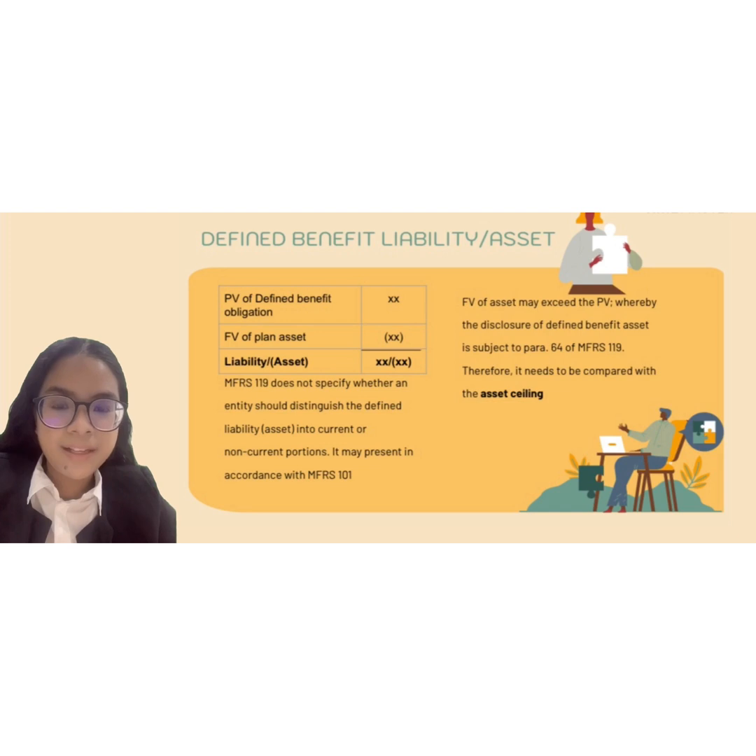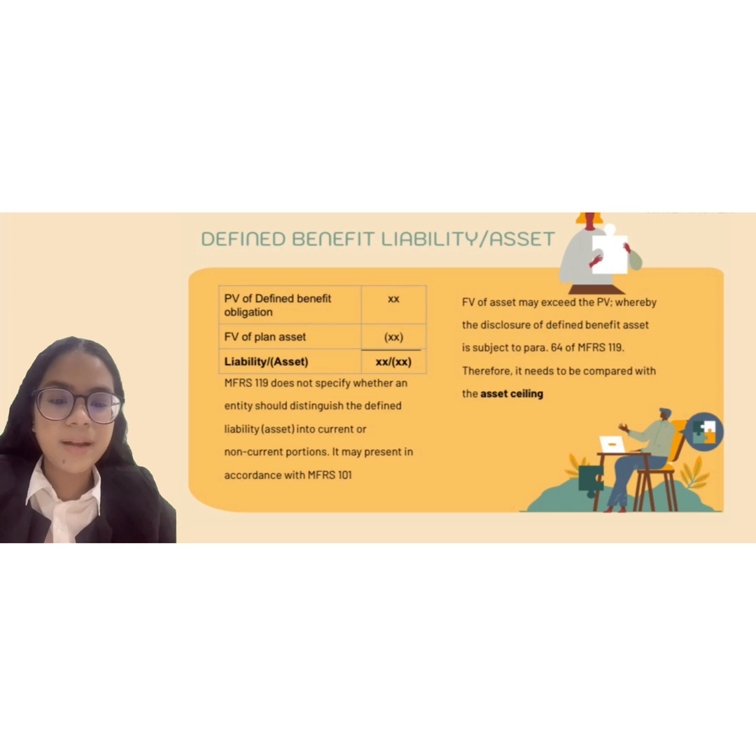Defined benefit liability or asset in the statement of financial position is calculated by comparing the present value of defined benefit obligation and the fair value of the plan asset. If the defined benefit obligation is higher than the plan asset, it will be a liability, and if it is the other way around, it will be an asset. MFRS 119 does not specify whether an entity shall distinguish the defined benefit liability or asset into current or non-current portions. It may be presented in accordance with MFRS 101.